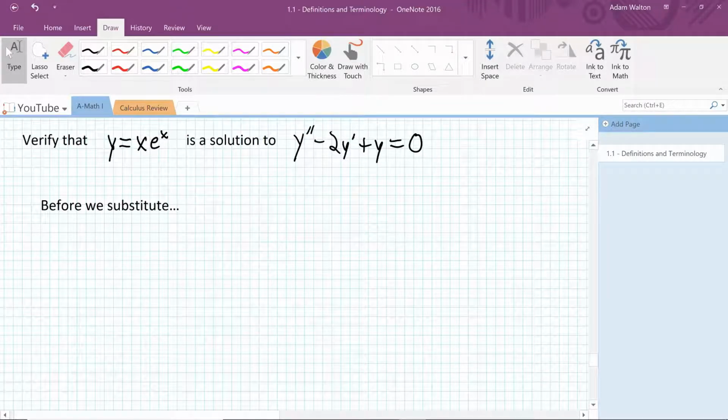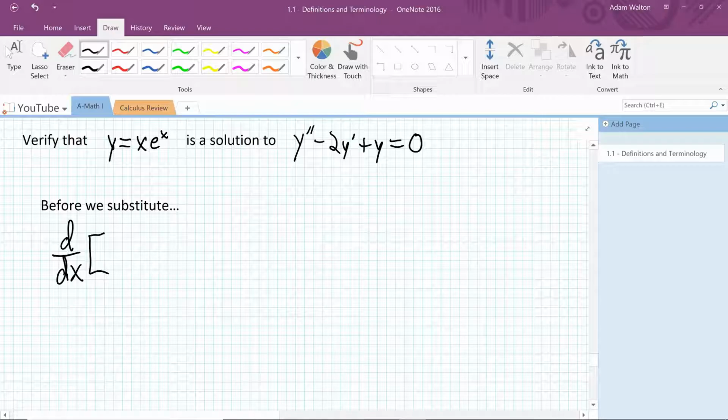So now, let's take y equals x e to the x, which is a solution to our differential equation y double prime minus 2y prime plus y is equal to 0. Before we substitute, let's take our derivatives. So d over dx of y, and y is x e to the x, is going to be equal to, we're going to use the product rule here, x e to the x plus e to the x.